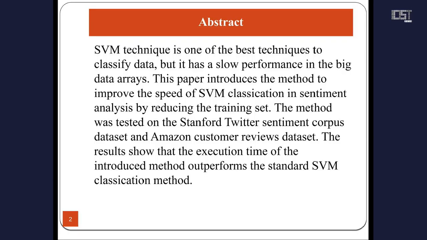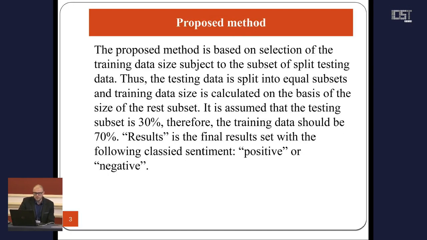SVM is one of the best techniques for classifying data, but it has slow performance on big data arrays. I mean maybe not big data, but a large scale of data. In this paper, we introduce a method to improve SVM classification speed by reducing the training set. We also test this method on two existing data sets that can be downloaded from the internet. The first one is the Stanford Twitter sentiment corpus dataset, and the second one is the Amazon customer reviews dataset.